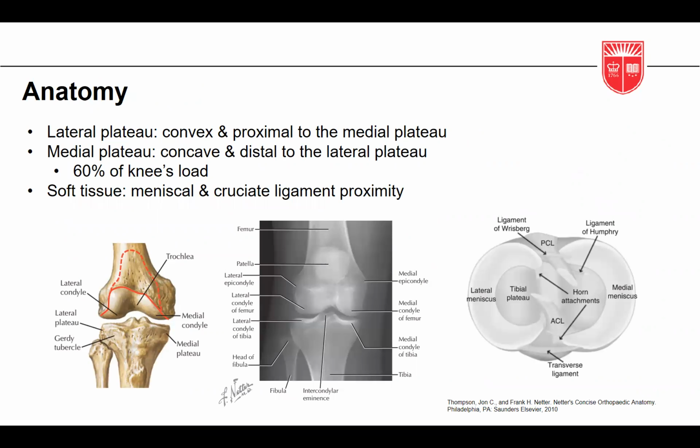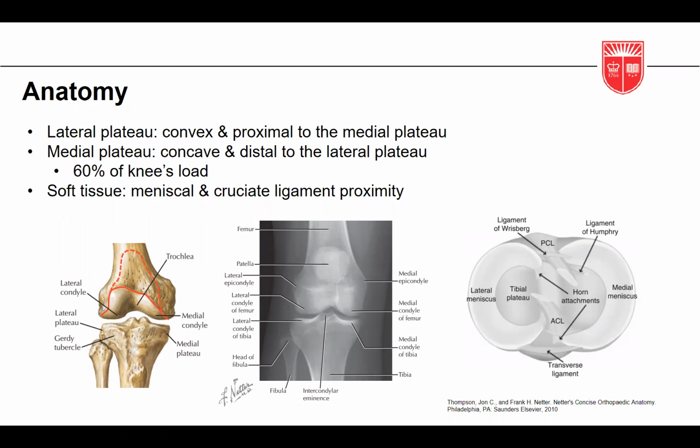We'll briefly review some relevant anatomy for these fractures. Two plateaus form the inferior articular surface of the knee and are separated in part by the intercondylar eminence. The lateral plateau is convex and is slightly proximal to the medial plateau. This lateral plateau is the most commonly injured. The medial plateau is concave, and this medial plateau provides approximately 60% of the knee's load.